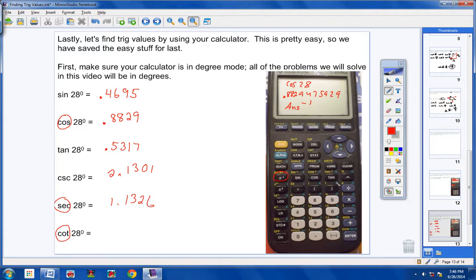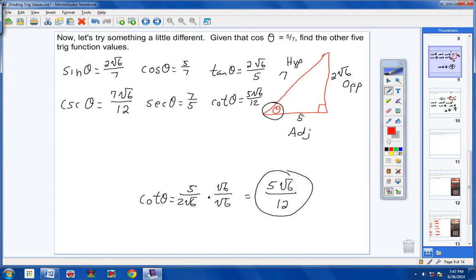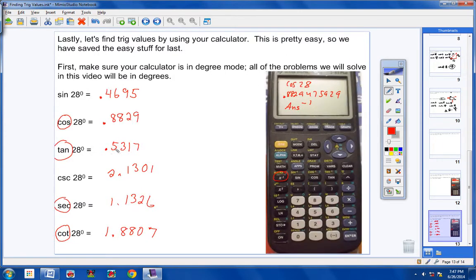Now I'd like you to try cotangent on your own, okay? There's no cotangent button over here, but cotangent is the inverse of tangent. So go ahead and try that on your own. Hit tangent 28, enter, then hit -1 power, enter, and you should get 1.8807. There we go. So we very quickly learned how to find the sine, cosine, tangent, cosecant, secant, cotangent when given a right triangle or when using a calculator.